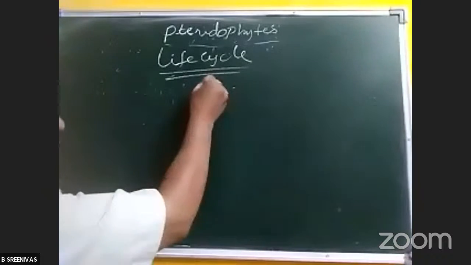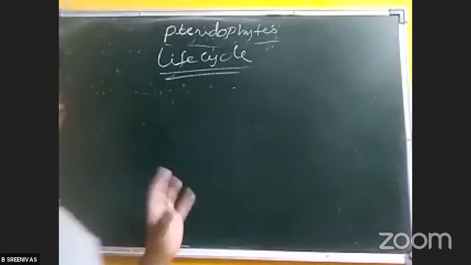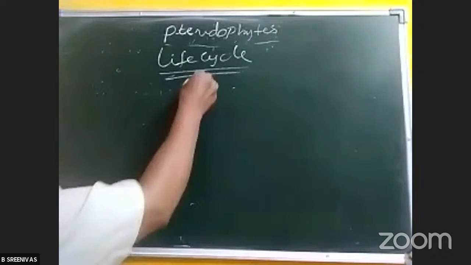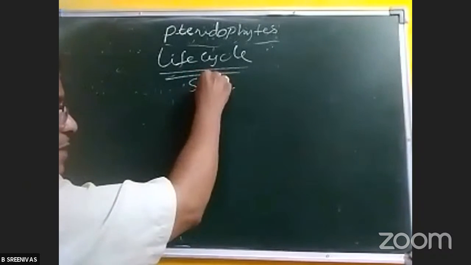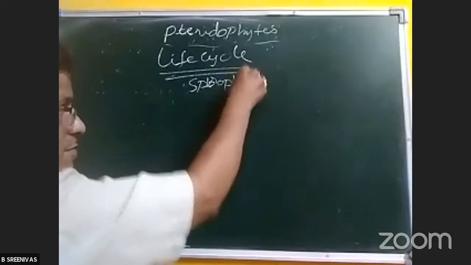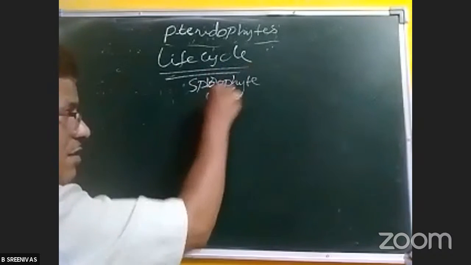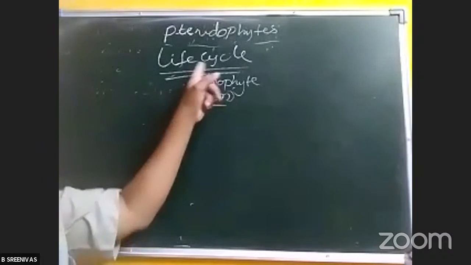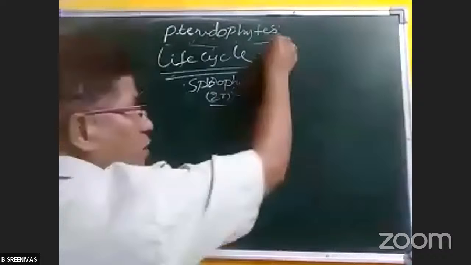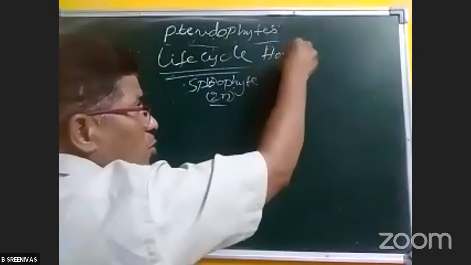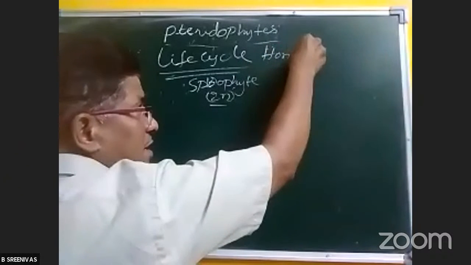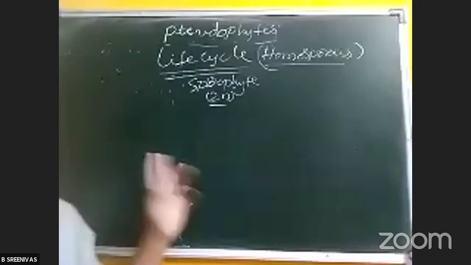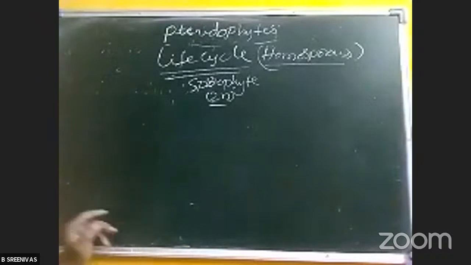Anyhow. So what is the dominant phase in the pteridophytes? Dominant phase is the sporophyte only. We will start with the dominant phase, the sporophyte. What is the ploidy of the sporophyte? Diploid. First, we will discuss the life cycle in homosporous plants. Homosporous life cycle, heterosporous life cycle. Two types are there.